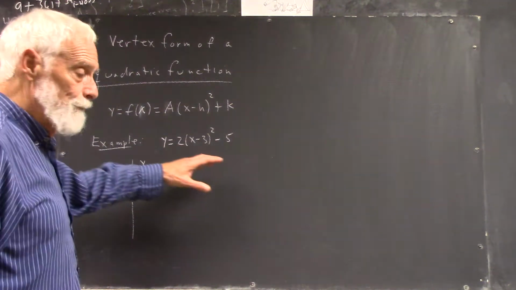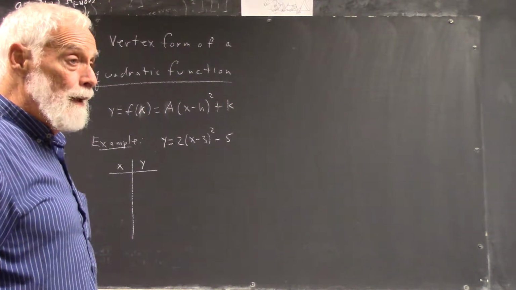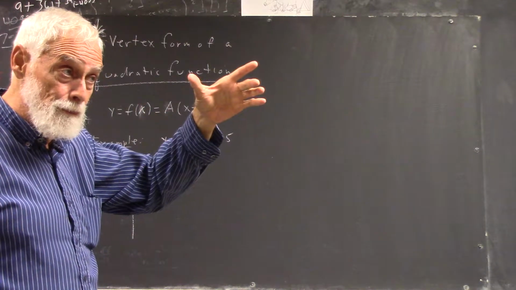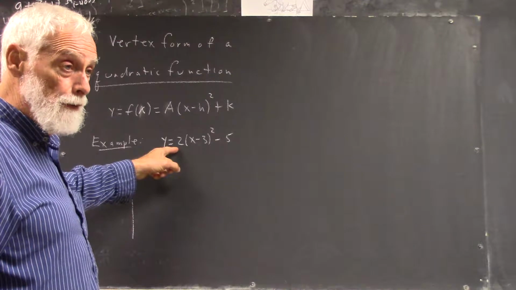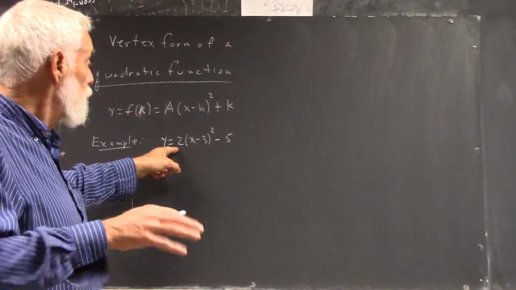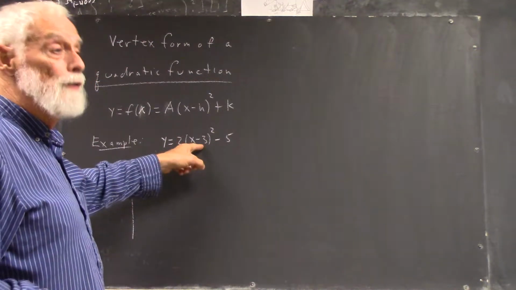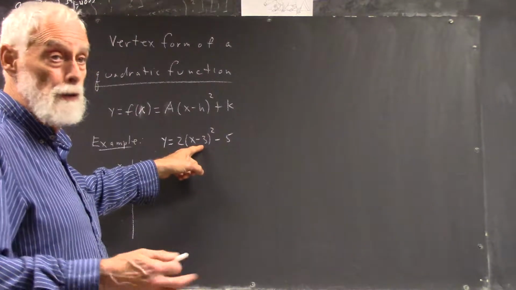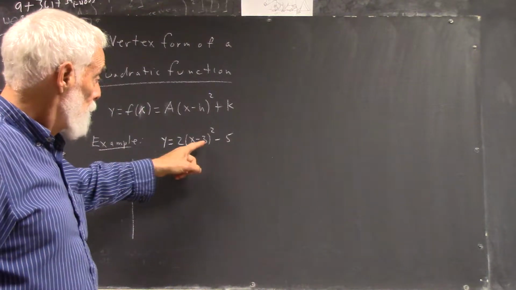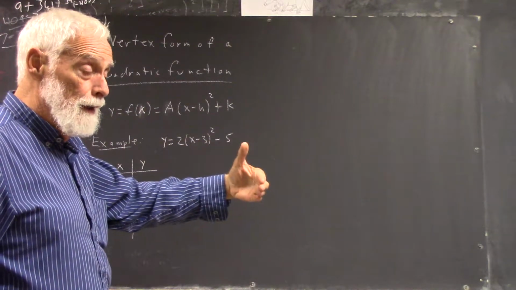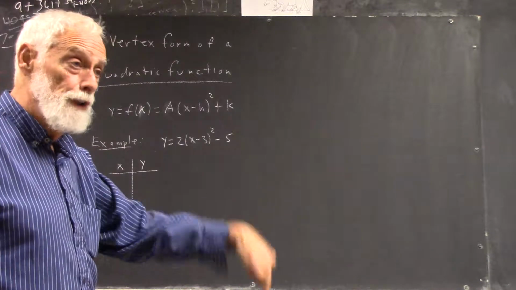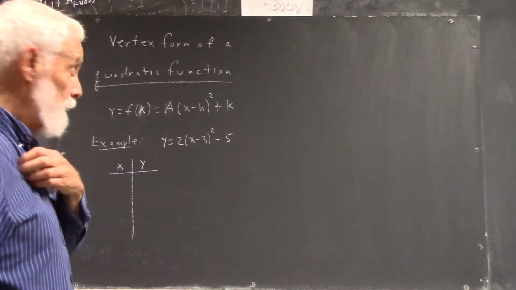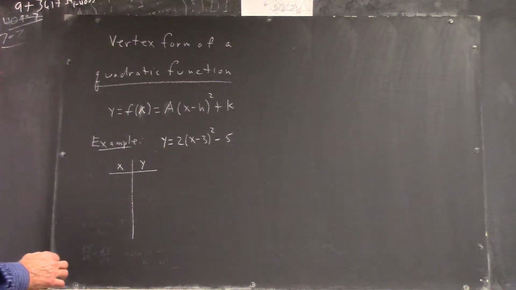If we understand transformations, we can see that this takes the x squared graph and vertically stretches it by a factor of 2, but vertical stretch is something people still have trouble with. It horizontally shifts it 3 units. People are doing well with horizontal and vertical shifts. It shifts it 3 units to the right and 5 units down. You read that off of the form.